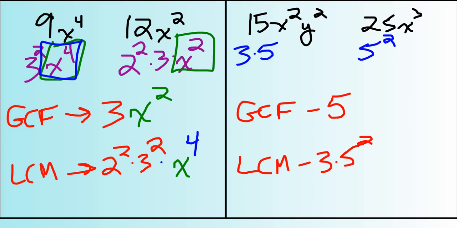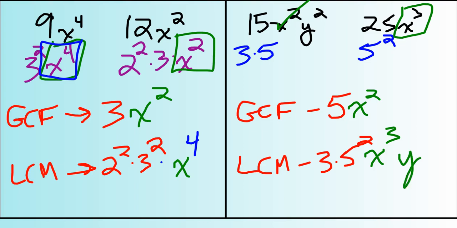Now looking at the variables, they both share some x's. The things they have in common are 2 x's, and we'll need 3 x's in order to make the LCM, because that's the greatest number we see. And now they don't share any y's, so there are no y's as a part of the GCF, but there are 2 y's for 15x squared y squared, so we're going to need to have 2 y's as a part of that prime factorization for the least common multiple.